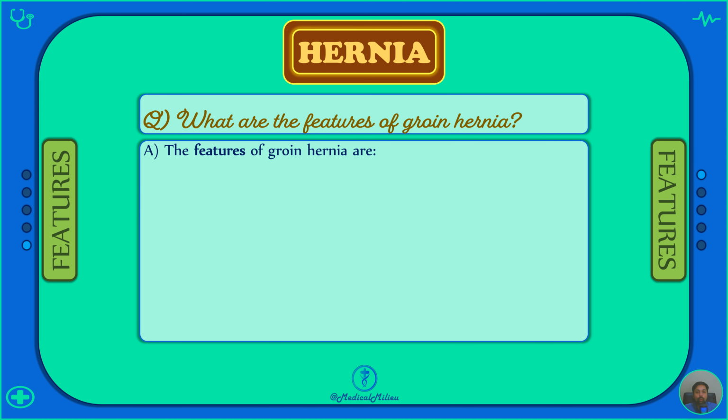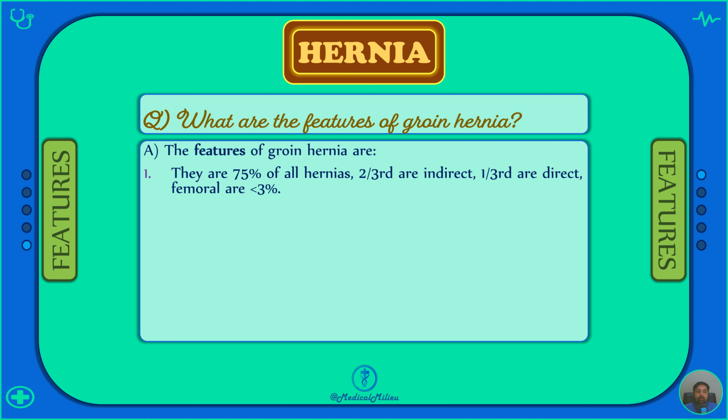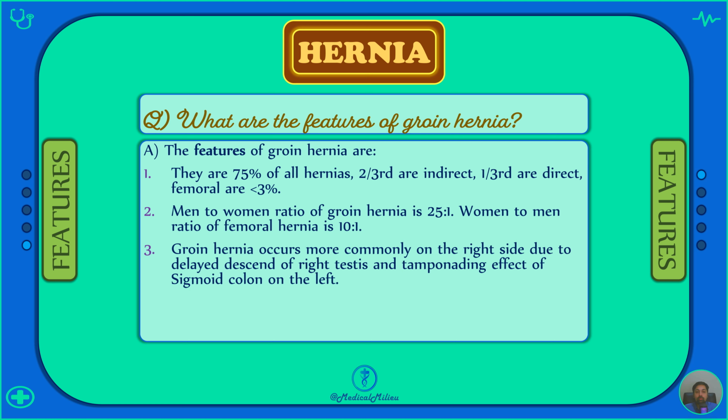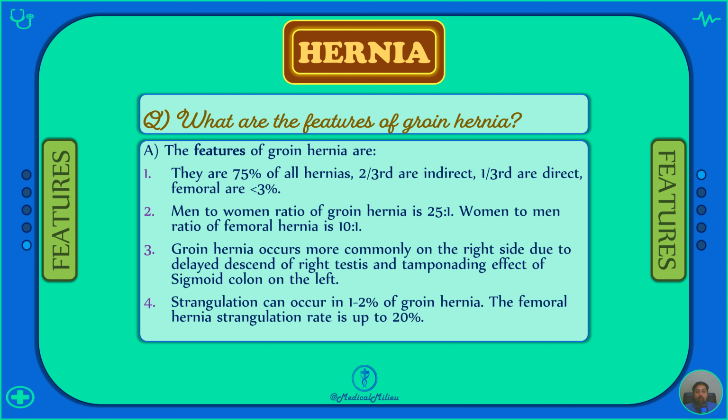The features of groin hernia are: they are 75% of all hernias, 2/3 are indirect, 1/3 are direct, and femoral hernias constitute less than 3%. Men to women ratio of groin hernia is 25:1. Women to men ratio of femoral hernia is 10:1. The groin hernias occur more commonly on the right side due to the delayed descent of the right testis and the tamponadic effect of the sigmoid colon on the left side. Strangulation can occur in 1 to 2% of groin hernias, while the femoral hernia strangulation rate is up to 20%.